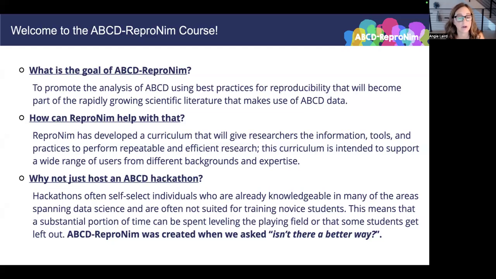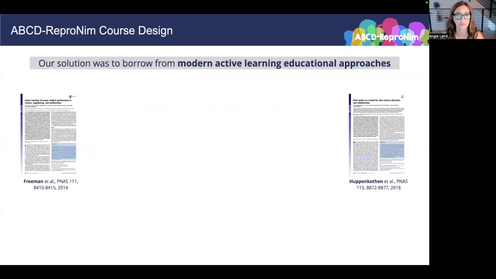So ABCD-ReproNim was created when we asked, isn't there a better way? One that's more inclusive and seeks to provide a stronger foundation for researchers from all backgrounds and levels of expertise. Our solution was to borrow from modern active learning educational approaches and introduce a new form of inverted classroom for workshops and hackathons.